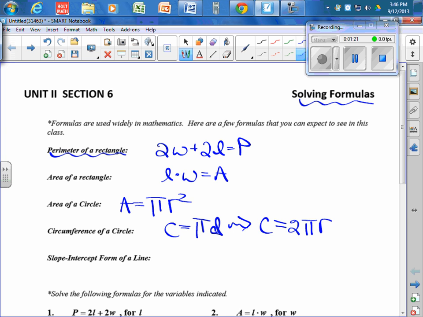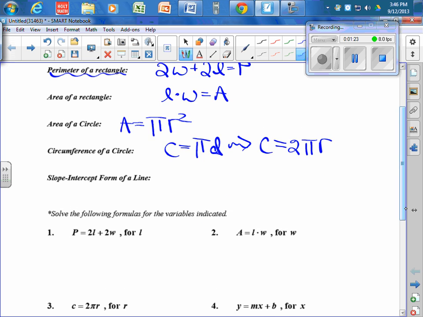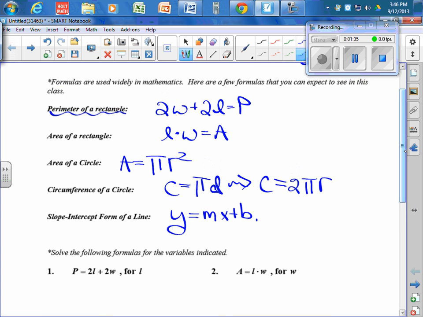And one we're going to be studying quite a bit in later chapters is the slope-intercept form of a line. That's y equals mx plus b. And the thing about these formulas is we have to realize that all of these variables are actually numbers. Because if I knew what the width was of a particular rectangle and the length, I could find the perimeter, or if I knew the length and width, I could find the area. And these are actually numbers that we could plug into these formulas.